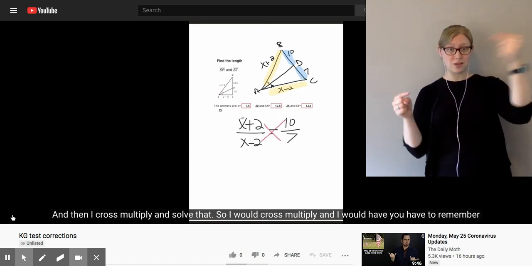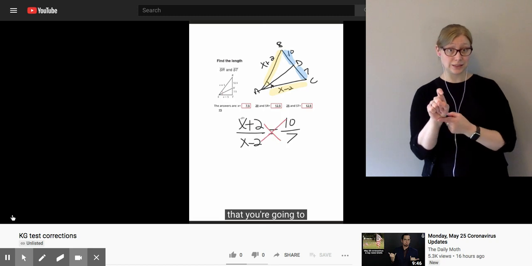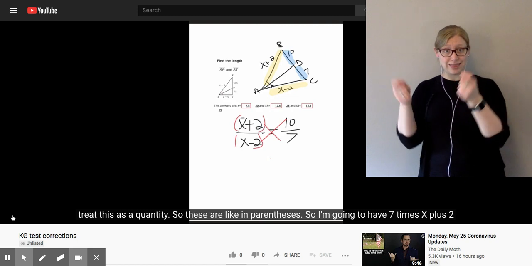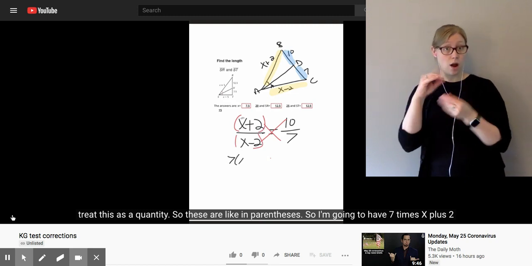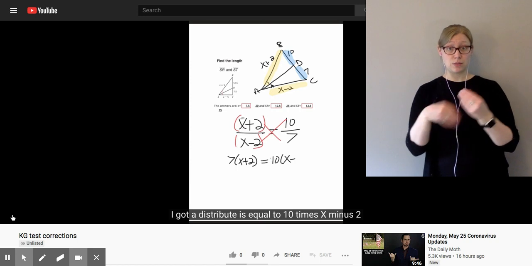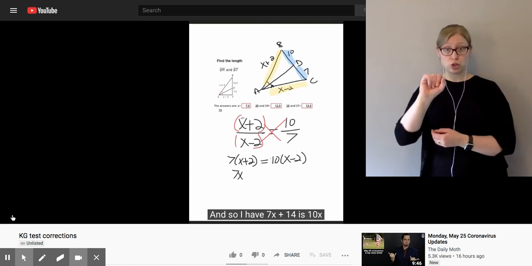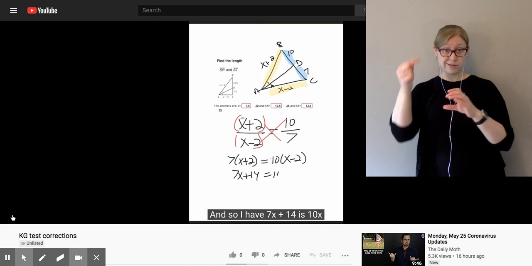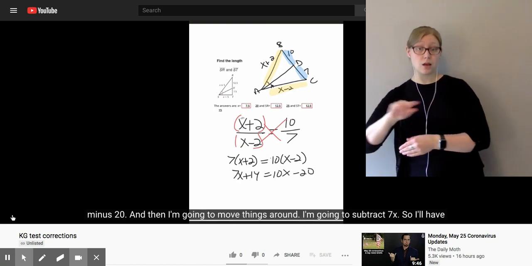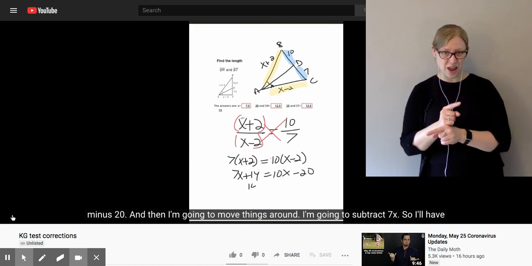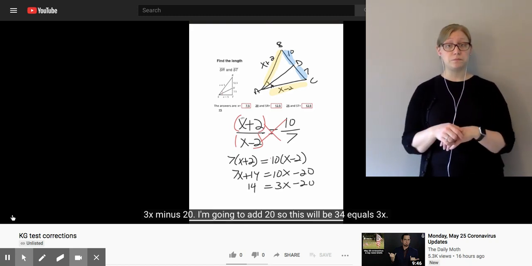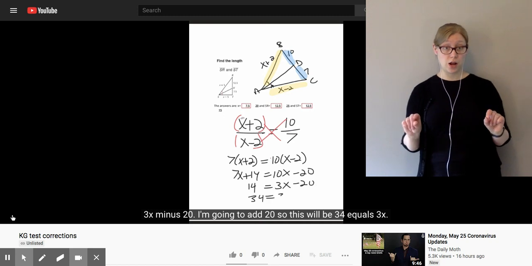So I would cross multiply, and you have to remember that you're going to treat these as a quantity, so these are like in parentheses. So I'm going to have 7 times x plus 2, I've got to distribute, is equal to 10 times x minus 2. And so I have 7x plus 14 is 10x minus 20. And then I'm going to move things around. I'm going to subtract 7x, so I'll have 3x minus 20. I'm going to add 20, so this will be 34 equals 3x.